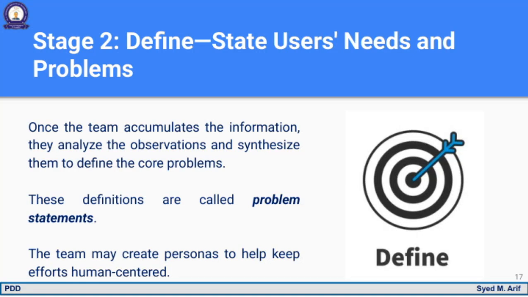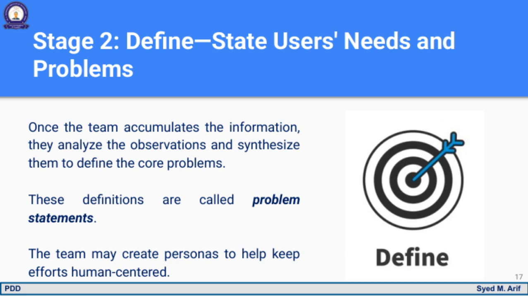Once the team has gathered all the information, the next step is to analyze the observations carefully. We look for patterns, insights, and recurring themes that emerge from the data. This helps us understand the core issues more clearly. After analyzing, we synthesize all these observations to define the main problems we're trying to solve. These problem definitions are called problem statements, and they serve as a foundation for the next phases of the project.